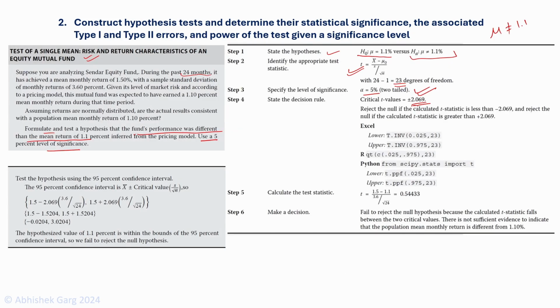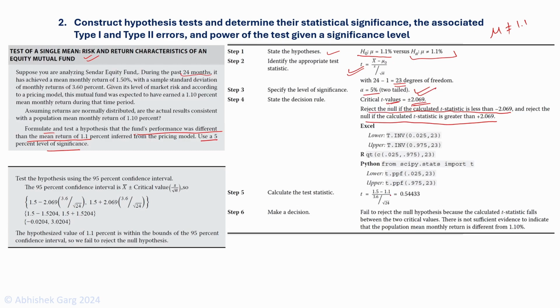So our decision rule is that we reject the null if the calculated t-stat is less than minus 2.069 and reject the null if the calculated t-stat is greater than plus 2.069. That means the values are more extreme than the critical values. In that case, we will reject the null hypothesis. Now let's calculate the t-stat.